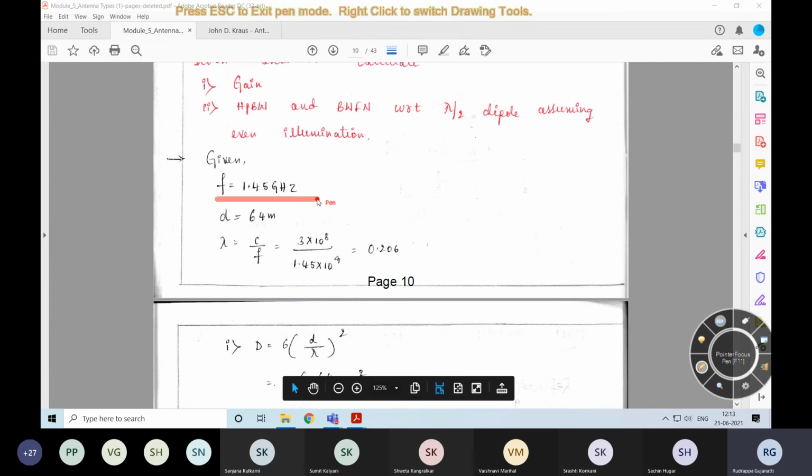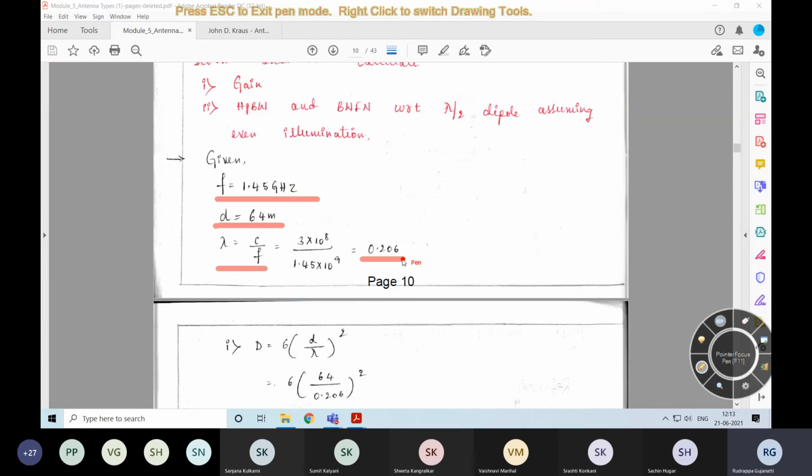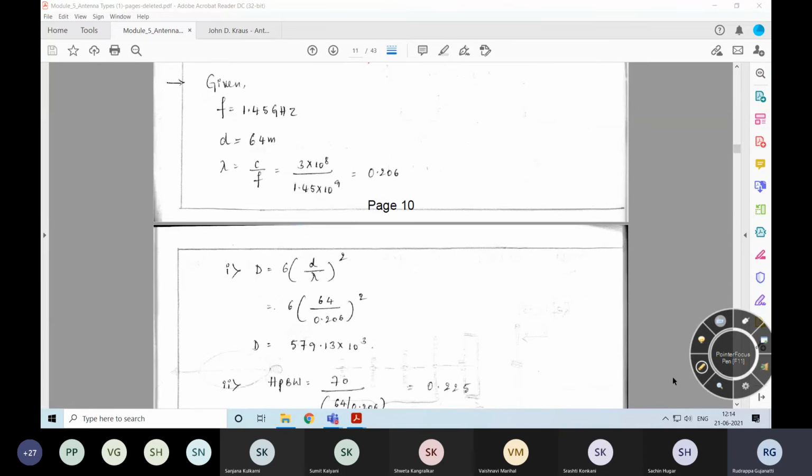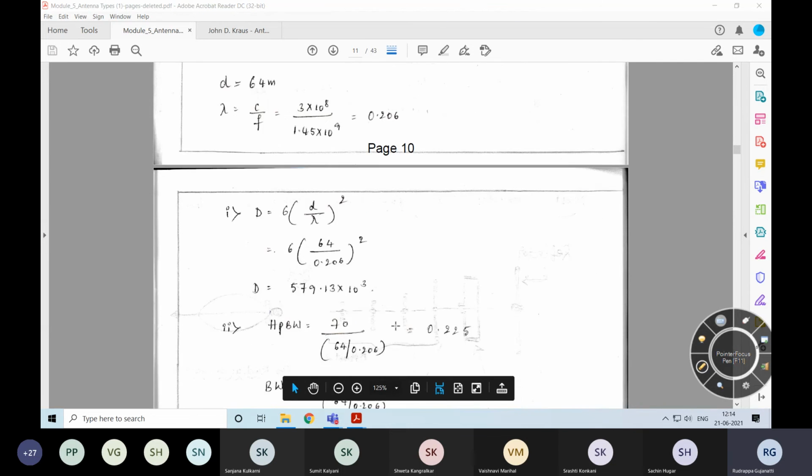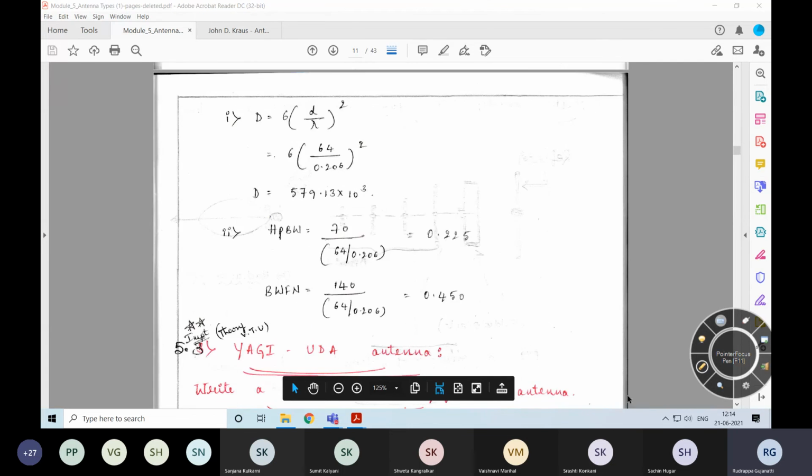The frequency is 1.45 gigahertz and the diameter is 64 meters. Therefore, lambda is C by F, which is around 0.206 meters. Directivity is given by 6 into (D by lambda) whole square. When we substitute for these parameters, we obtain a directivity of 579.13 into 10 raised to 3, which is a very high value, as compared to the previous helical antenna problem.